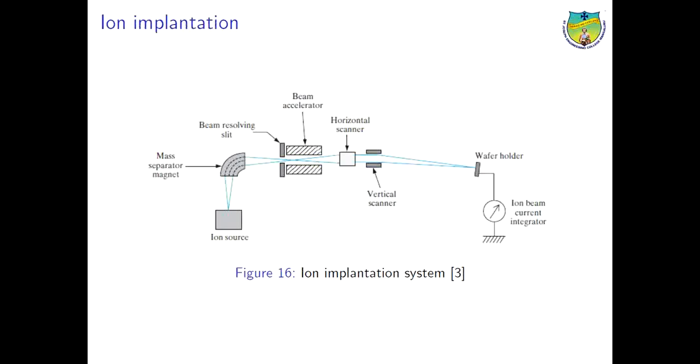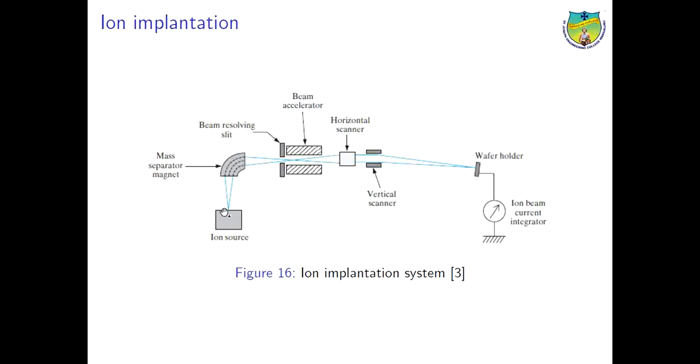Next is ion implantation. Ion implantation is an alternative to high temperature diffusion. In this process, a beam of impurity ions is accelerated to a kinetic energy ranging from several keV to MeV and is directed onto the surface of the semiconductor. This is the diagram of the ion implanter.